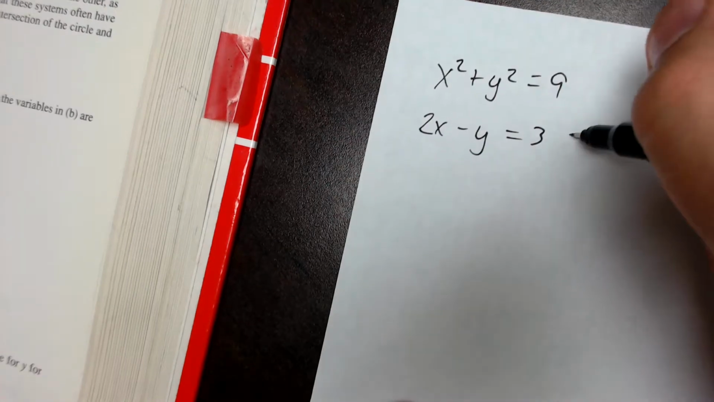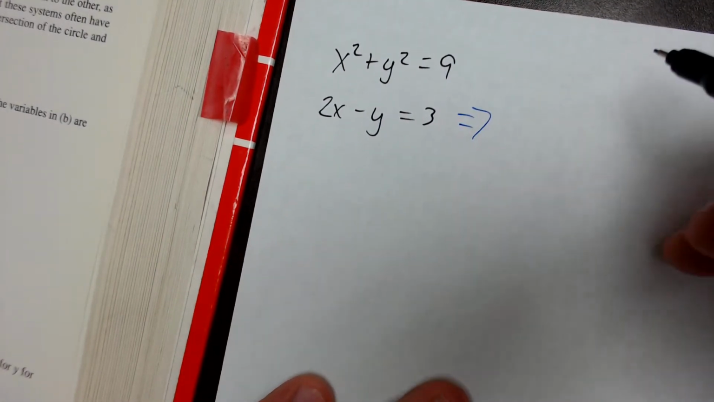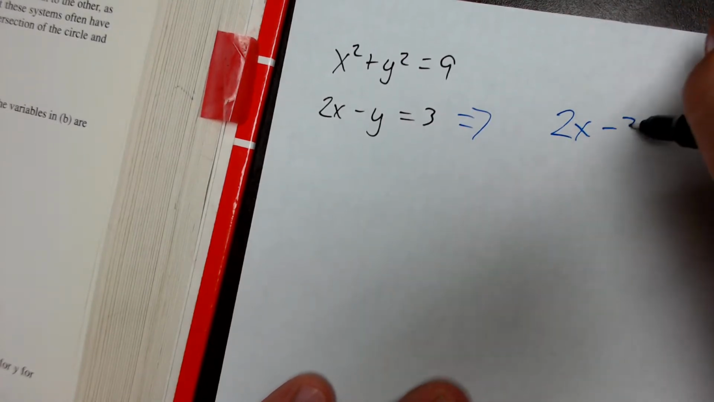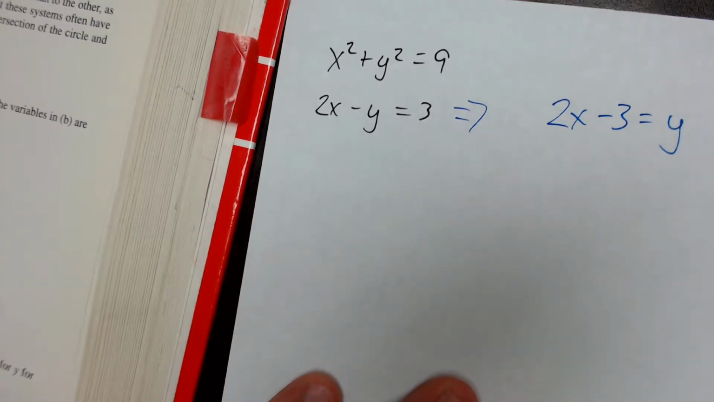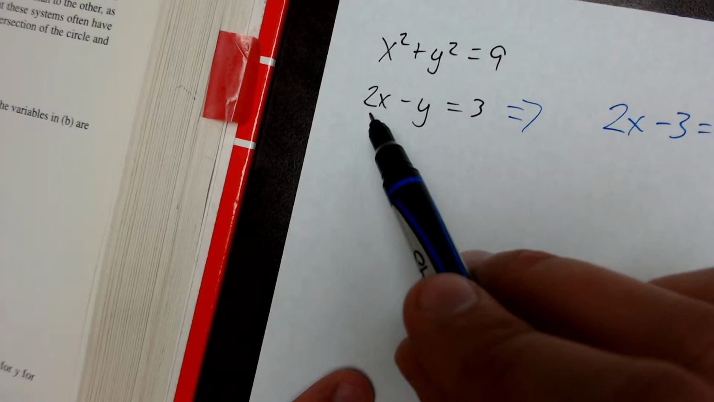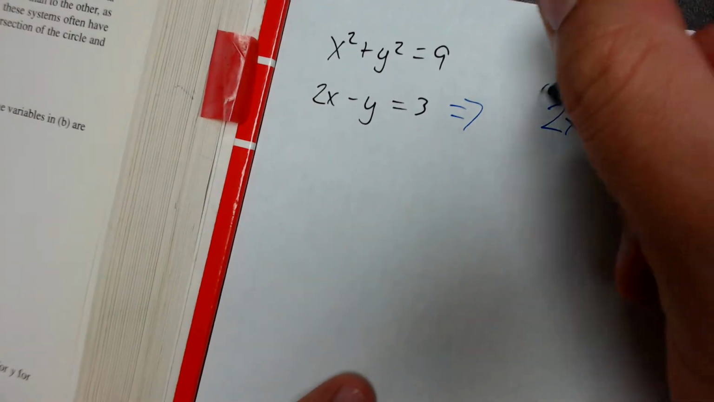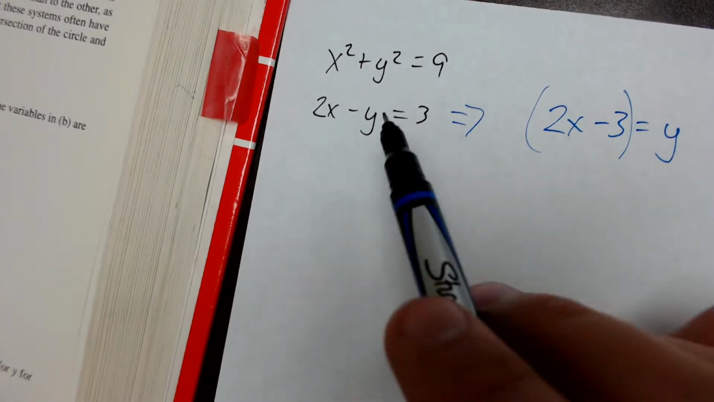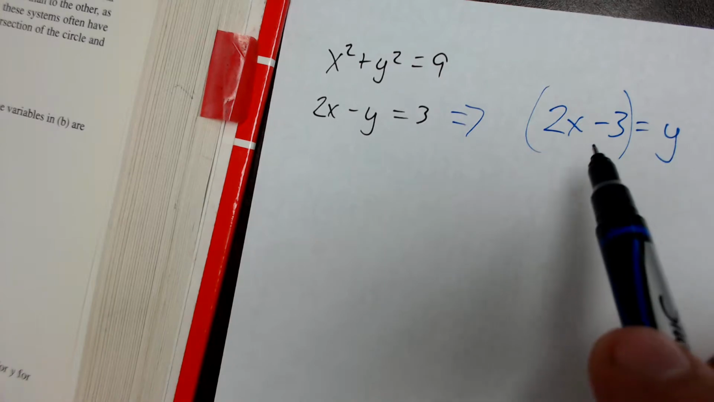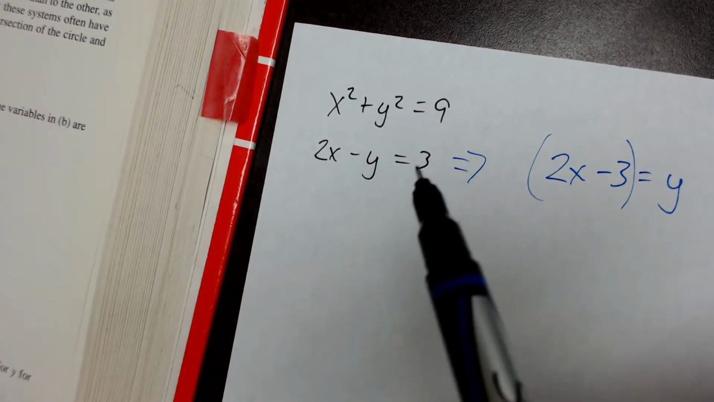So let's rewrite this bottom equation. If I were to add y to each side, I would get 2x minus 3 equals y. So I'm rewriting this equation by adding y to each side and then subtracting 3 from each side. That moves that one over here, and now it's solved for y. So that's your first step: solve your linear equation for x or y. I solved for y. So now that I know that y equals this, I'm going to substitute that in here.